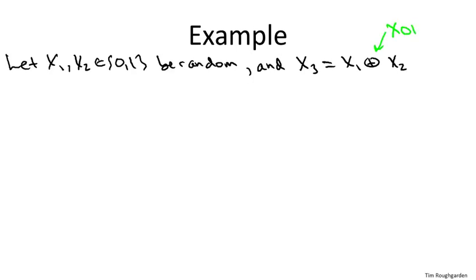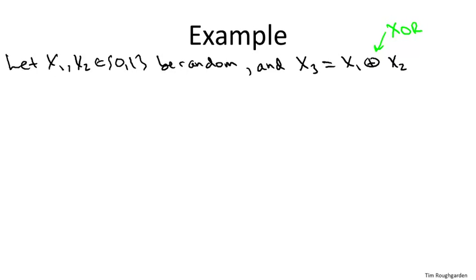XOR stands for exclusive OR. What that means is that if both of the operands are 0, or if both of them are 1, then the output is 0. And if exactly one of them is 1, exactly one of them is 0, then the output is 1. So it's like the logical OR function, except if both of the inputs are true, then you output false.